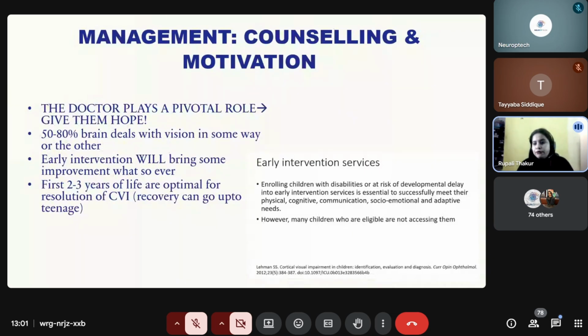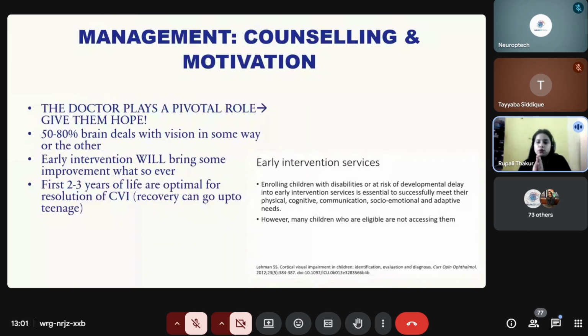And this is the management for CVI: counseling and motivation also. The doctors play a vital role, give them hope. 50 to 80% of the brain deals with vision in some way or other. Early intervention will bring some improvement whatsoever. The first 2 to 3 years of life are optimal for resolution of CVI. Recovery can go up to teenage.